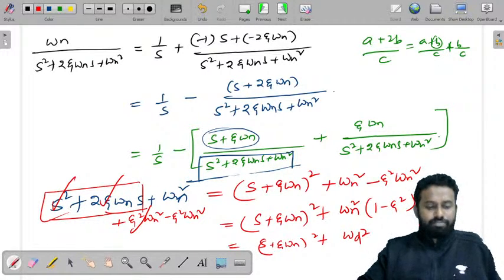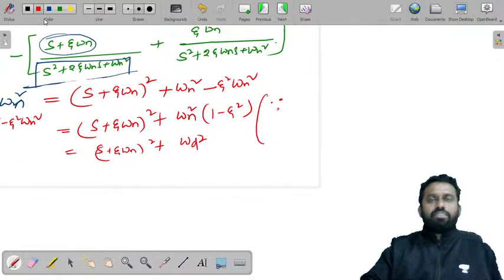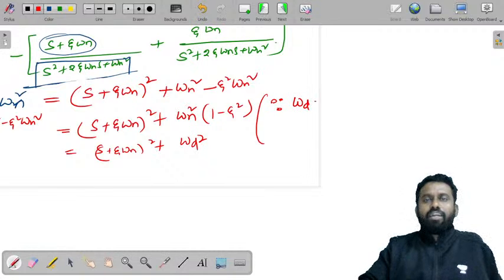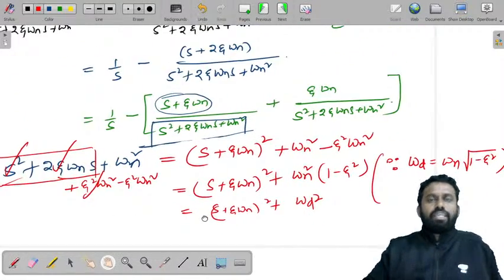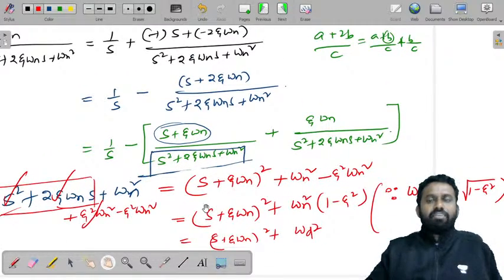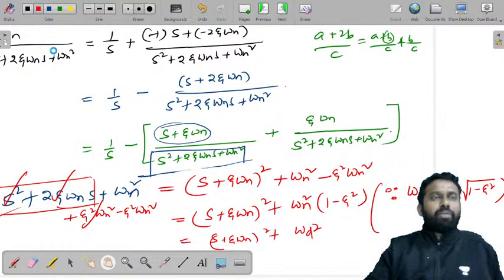Since we already know the damped natural frequency, omega d is equal to omega n into under root of 1 minus zeta square. So what can I write this now? I'll write it in the next slide. I just try to simplify this. Let's see what will happen.